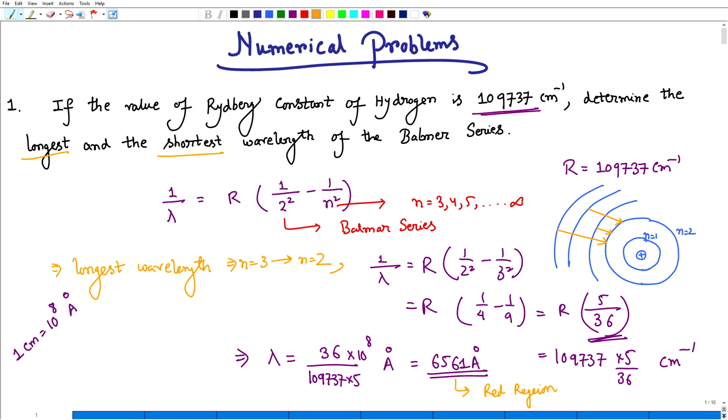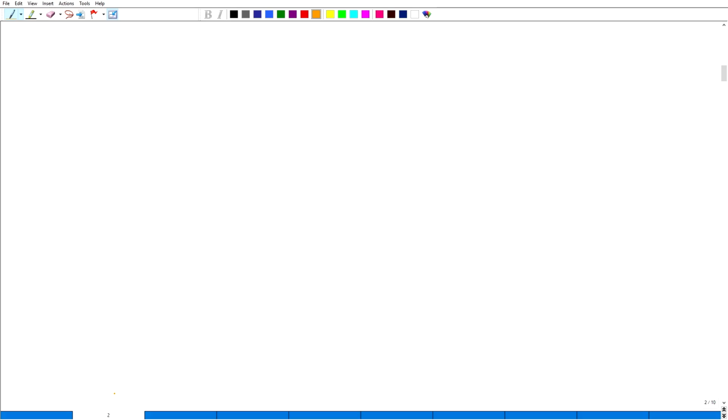Now here is the question: when will the wavelength be shortest? When the energy gap is maximum, the transition energy is maximum, then the wavelength will be shortest. When will the transition energy be maximum? In principle it should be from infinity to n equals to 2, and that is the case. Actually we have to consider n equals to infinity as the level from where the transition is occurring. So for the shortest wavelength, we have to consider n equals to infinity to n equals to 2.